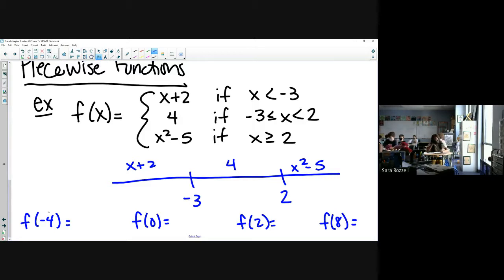So the first thing you do is think which equation am I going to use. I'll help you on the first one. -4 is in which of these categories? First, second, or third? The first one because it's less than -3, right? -4 is less than -3. So we're going to plug -4 into this equation.